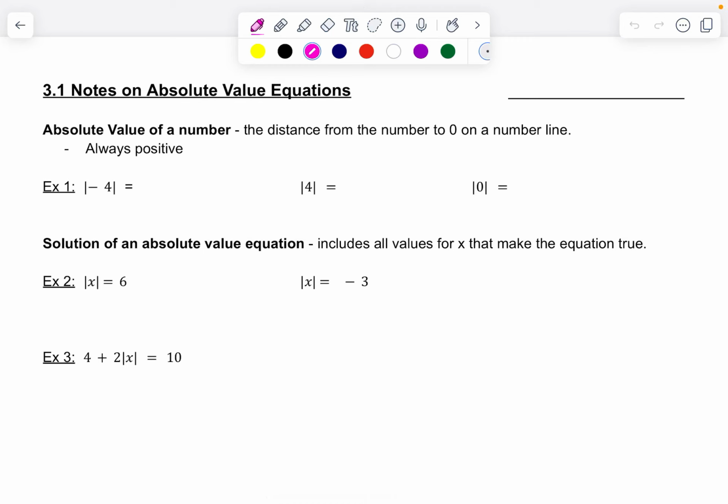Hello friends, today we're going to talk about solving absolute value equations.